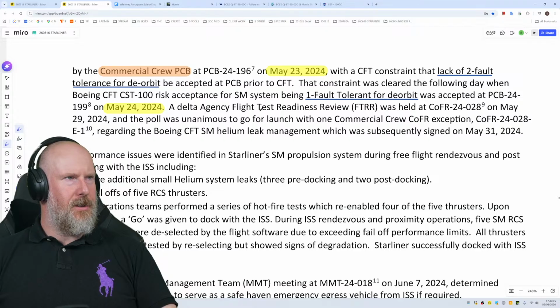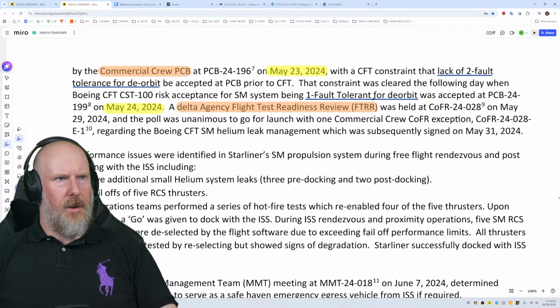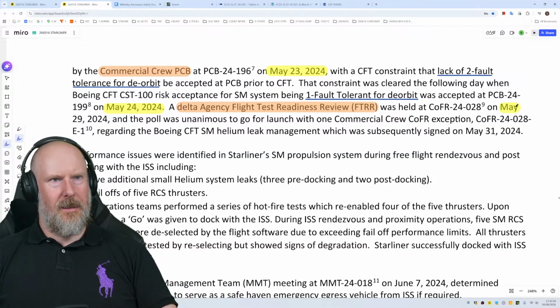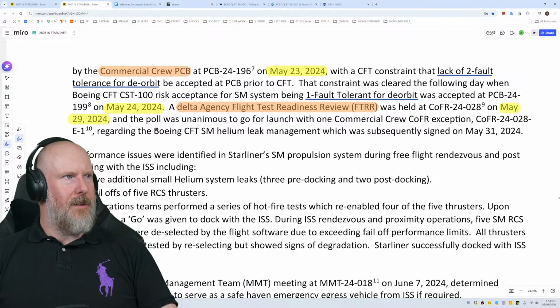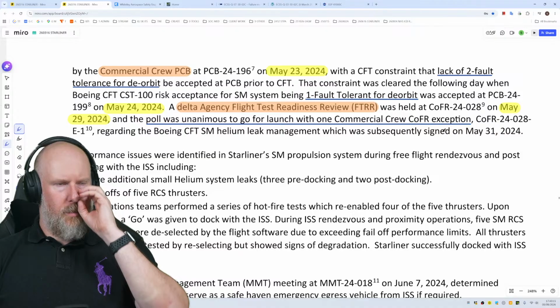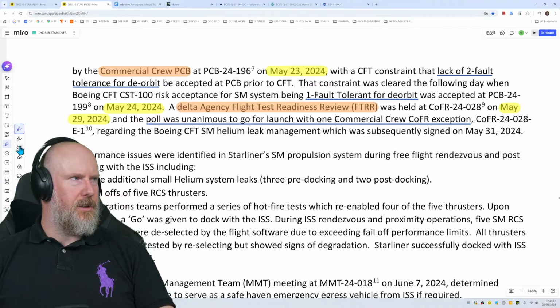A Delta Agency Flight Test Readiness Review, FTRR, was held at COFR 24, whatever that is, May 29th, so the day after that. The week after that. And the poll was unanimous to go for launch, with one commercial crew exception regarding the Boeing crew flight test service module helium leak management, which was subsequently signed on May 31st, 2024.